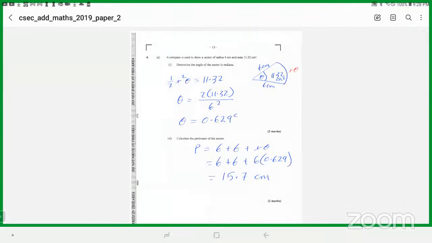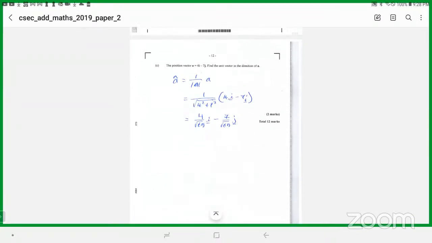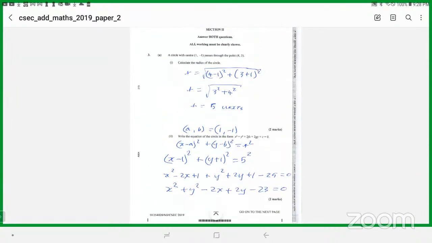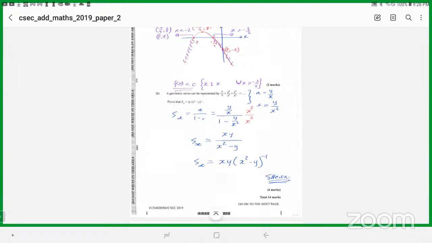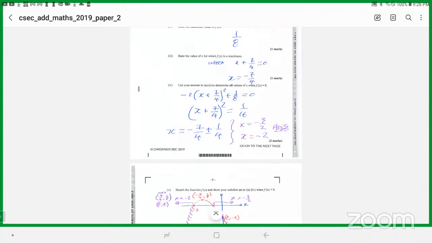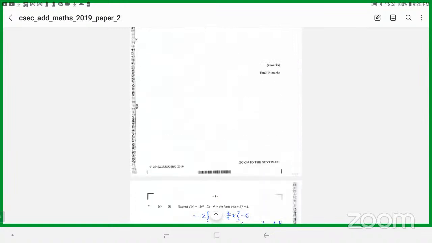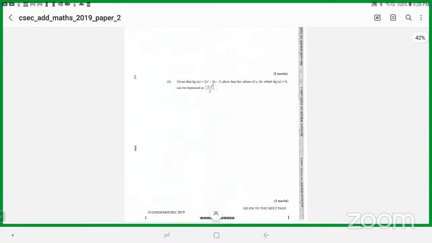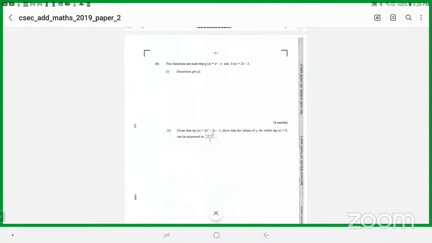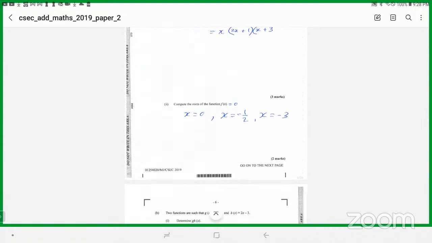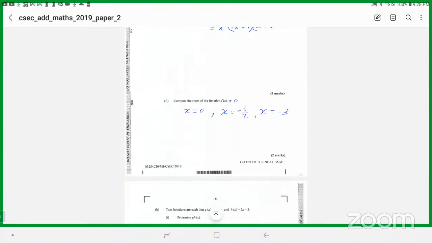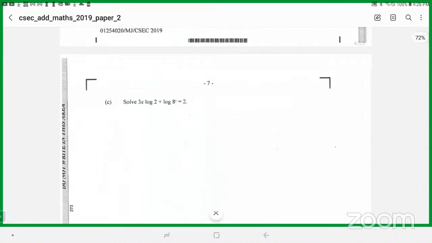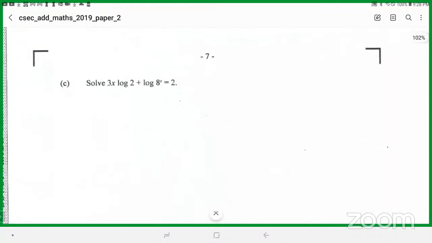All right, so let's go. Looking for the logs or indices questions, usually in question 1 or question 2. All right, here's a logs question. Let's see if there's anything else. This is a functions question, and functions are no longer on the syllabus, so we're not going to do that one. We're only doing this one right here. We want to solve this.